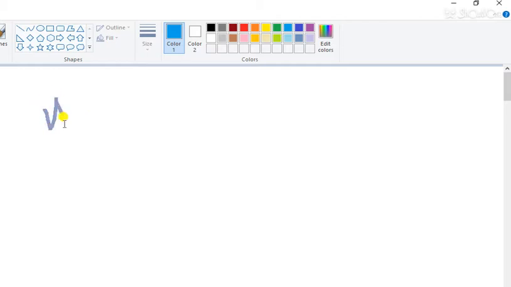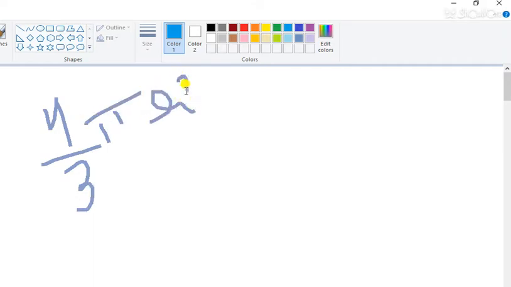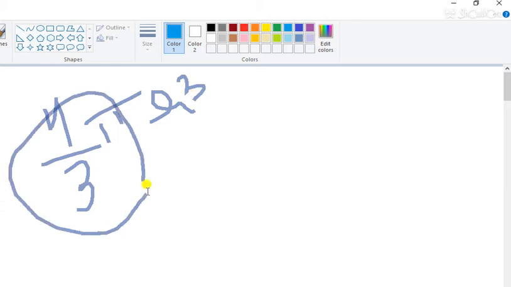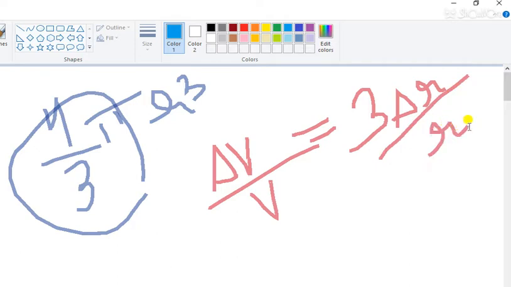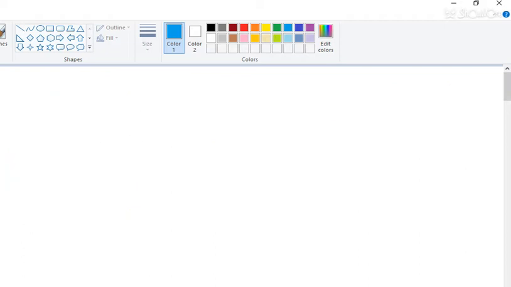If I talk about the volume of sphere, then it's 4 by 3 pi r cube, and in this case also 4 by 3 is constant and pi is constant. So the expression for the error of this sphere will become delta v by v is equal to 3 times delta r by r. So these are the few relations that I am giving you. You can note them down in your notebooks so that it will become easy for you.